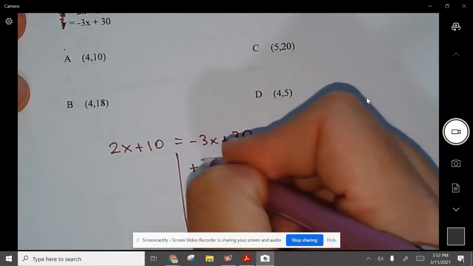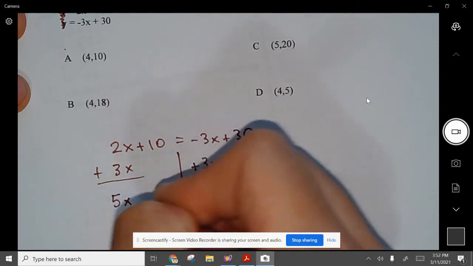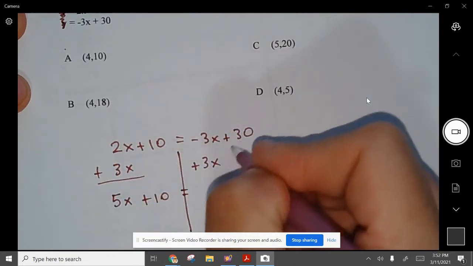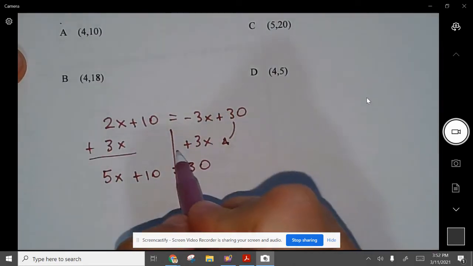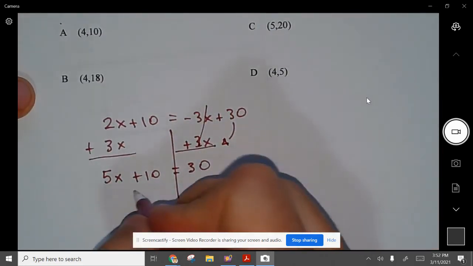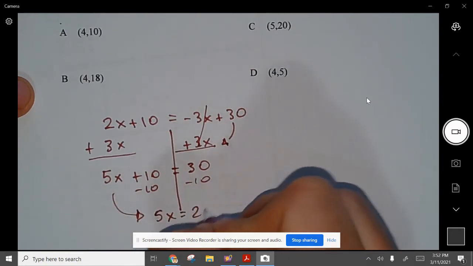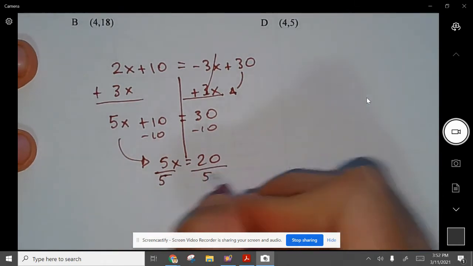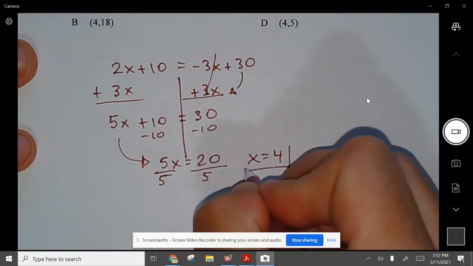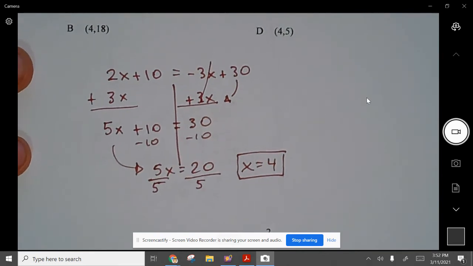All right? I'm going to add 3x. 5x plus 10 equals, this comes down, 30. Right? Because this canceled out. Subtract 10. 5x equals 20. X equals 4. Cool.